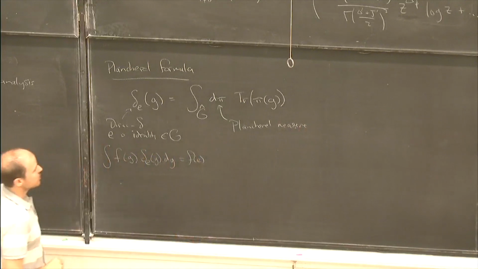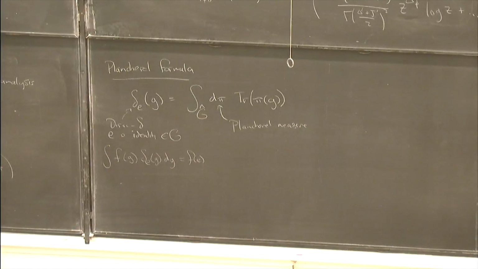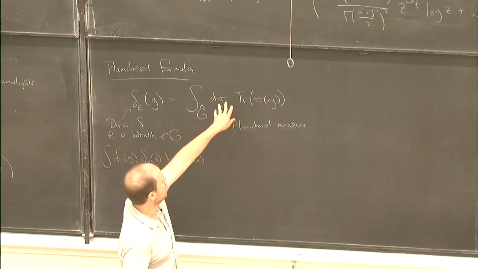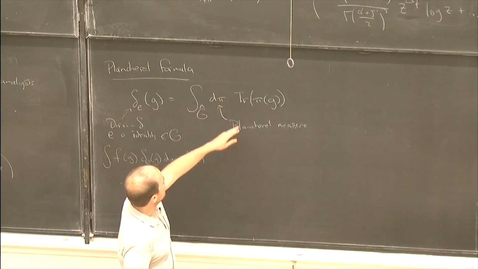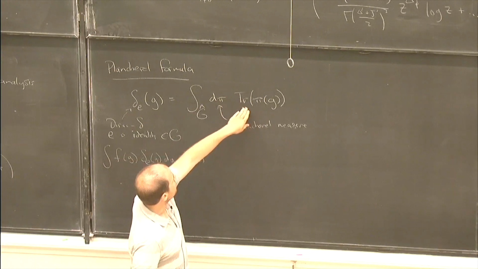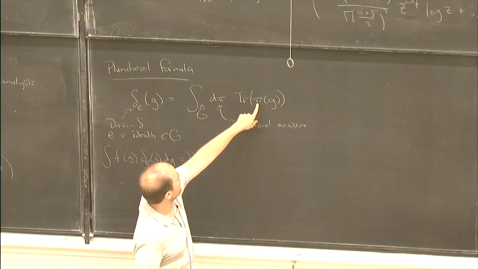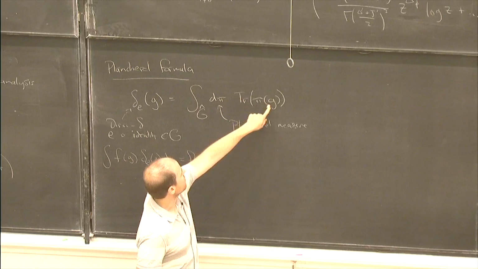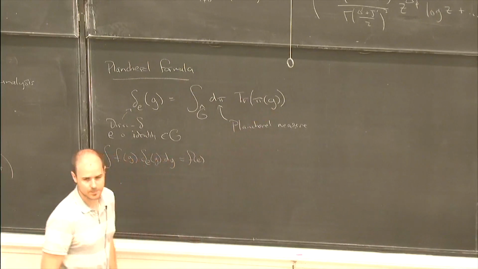And it's a measure on the space of unitary irreducible representations. It instructs you how precisely to sum over representations pi. And then here, this means the trace of the image of the representation map for G.